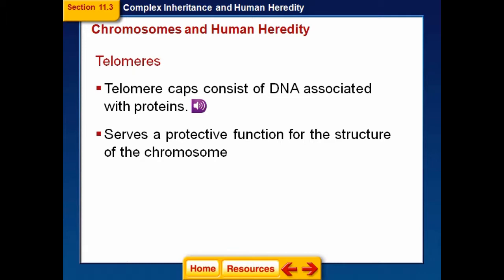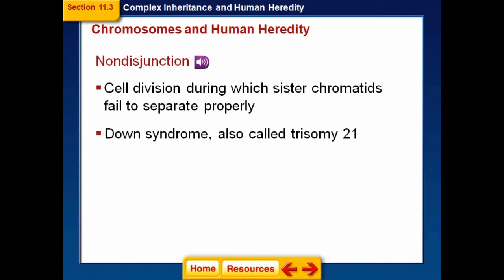Telomeres. Telomere caps consist of DNA associated with proteins. They serve a protective function for the structure of the chromosome. Nondisjunction. This is cell division during which sister chromatids fail to separate properly, and it's responsible for Down syndrome, also called trisomy 21.